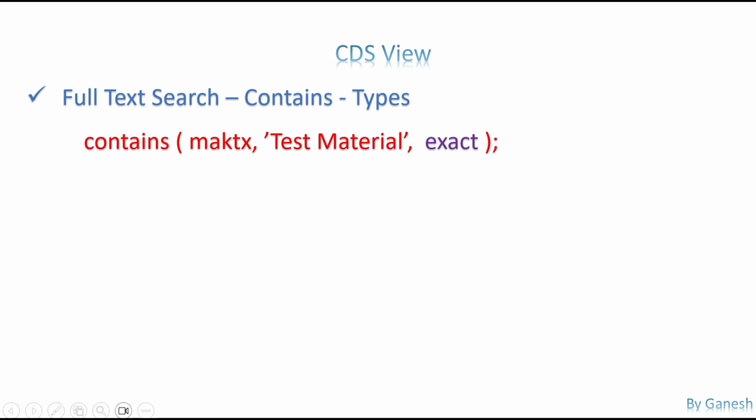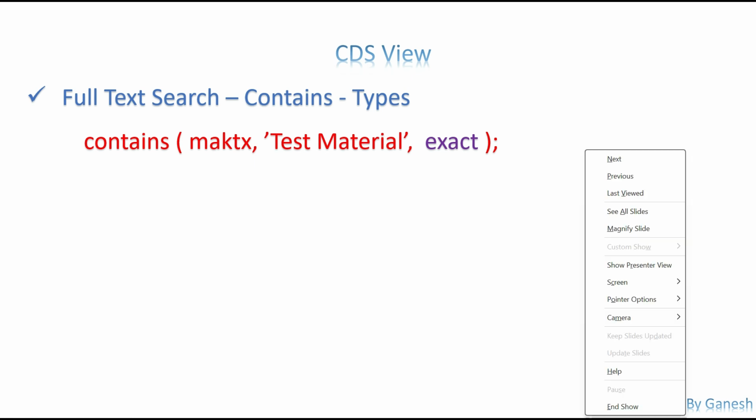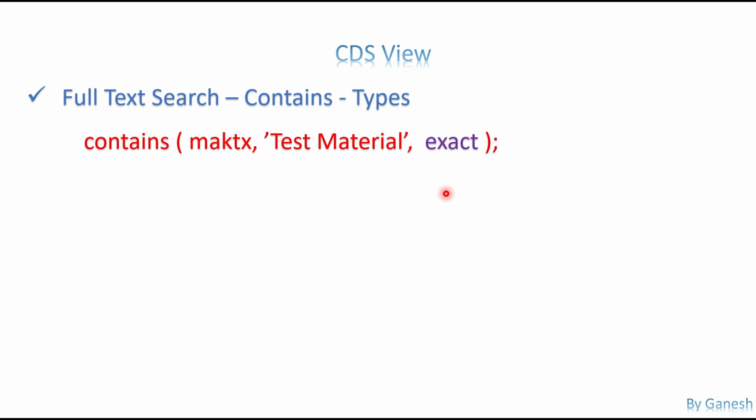Okay, and types. Here the first type is exact. Whatever we have used so far without exact, the same thing happens here, because if you're not mentioning any type, by default it is an exact type only. We have different types. The first one is exact. Whatever you have seen so far, like test material, it exactly finds whether the particular field contains this value. So that is the default value.